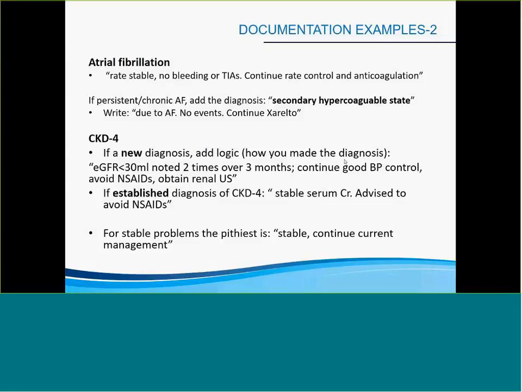CKD4. I didn't know this until I started giving these talks, but that's an eGFR less than 30, noted twice over 3 months. So your plan is continue good blood pressure control, avoid NSAIDs, get a renal ultrasound. If it's an established diagnosis of CKD4, write whatever you want. Stable serum creatinine, advised to avoid NSAIDs, monitor, follow-up in 3 months.